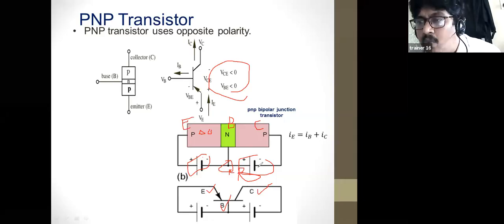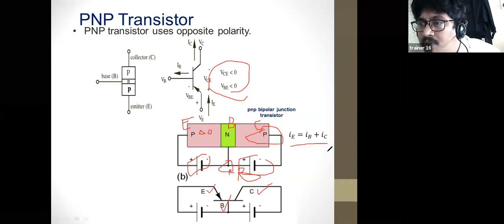Here the majority carriers are holes. The emitter current is nothing but the holes flowing towards the N type, and some of the holes are attracted towards the electrons in the N type, forming the base current. The remaining 95% of the holes from the P type emitter cross towards the P type collector, which collects them, forming the collector current. Similarly, here also IE is equal to IB plus IC. That means the emitter current is the sum of the base current and the collector current.